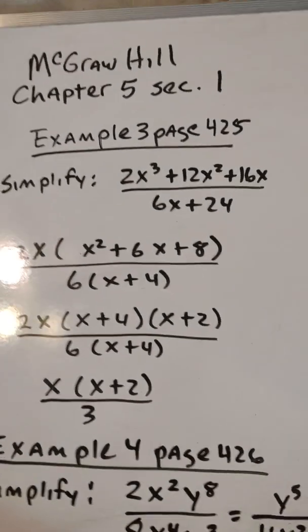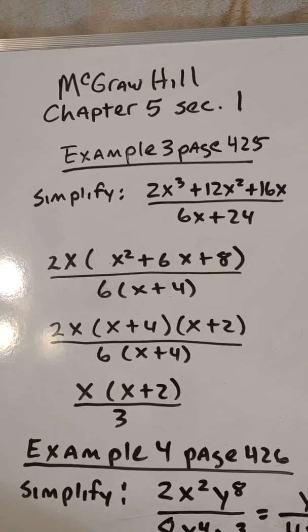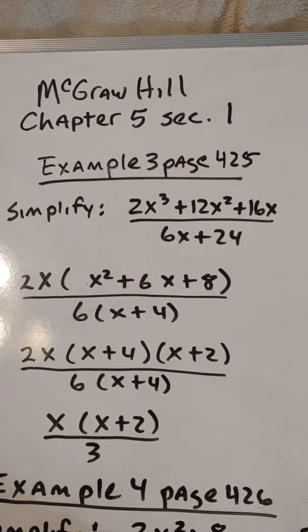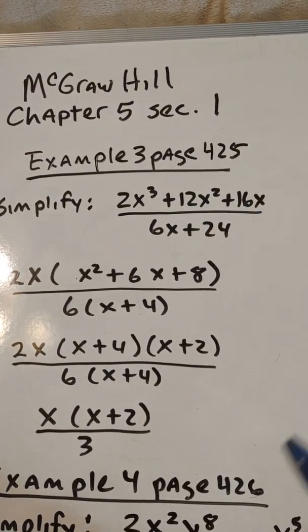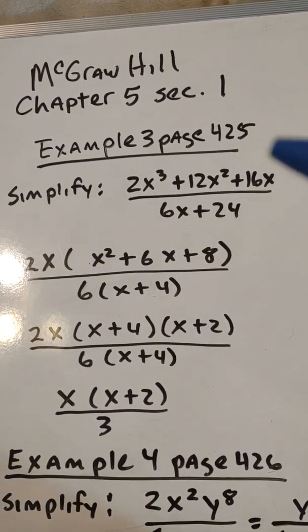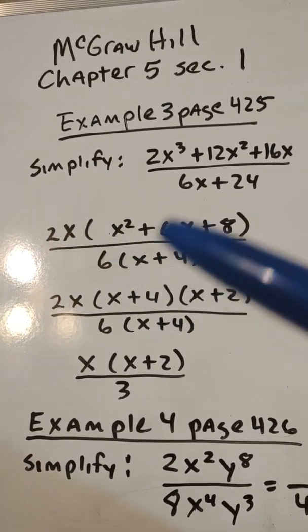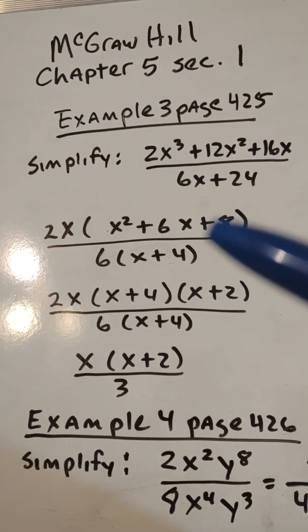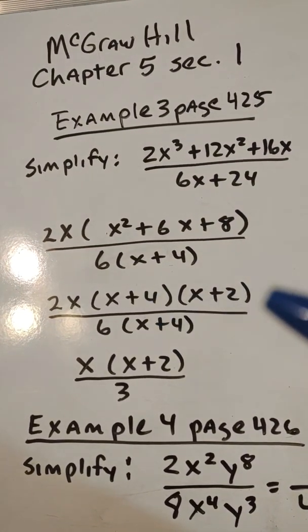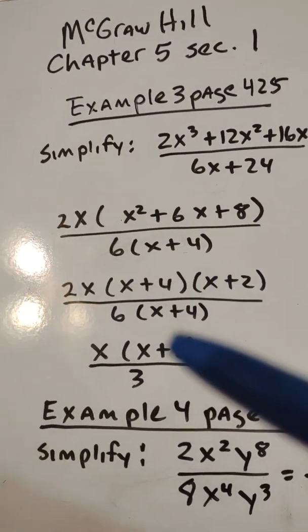On this one right here, factoring is the most important part of this chapter. We have to simplify this rational expression: 2x cubed plus 12x squared plus 16x over 6x plus 24. So we have to factor top and bottom. Factoring the top, we bring out a 2x by greatest common factor. It's a trinomial that factors into x plus 4, x plus 2. The bottom, greatest common factor, bring out a 6.